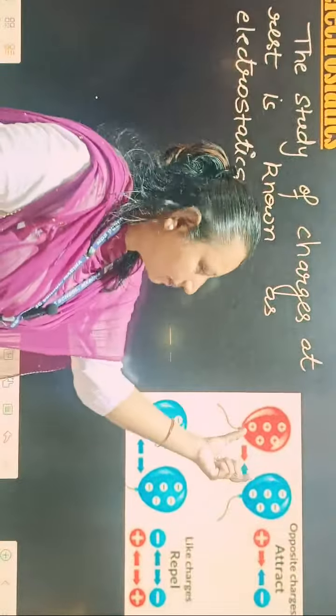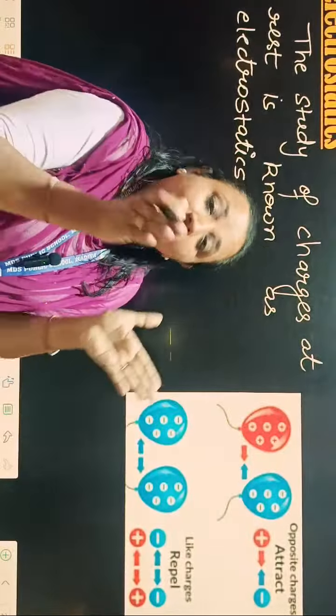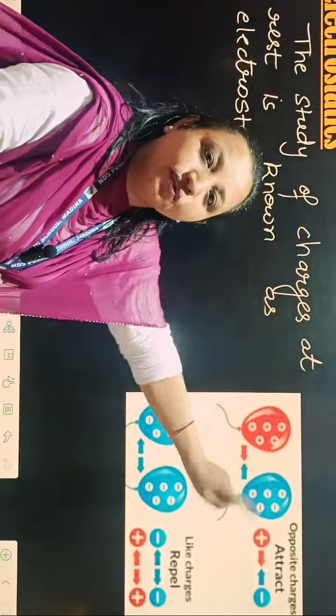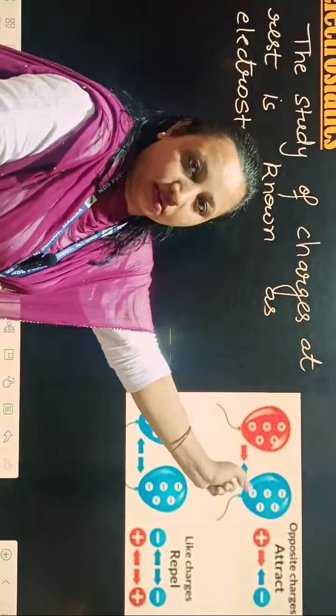Right? Suppose these are two balloons. These remain at rest, but there is transfer of electrons. So they acquire charges. So in which the objects remain at rest, but there is transfer of charges, the objects acquire the charge. So that branch or that study is known as electrostatics.